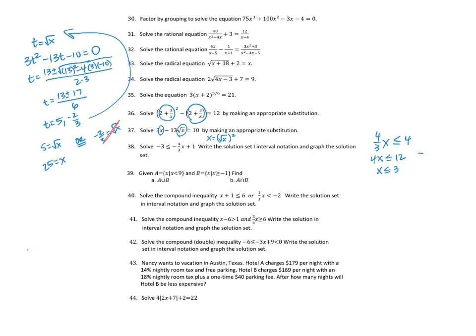And so if I graph that on a number line, I have 3, and I want to say everything less than or equal to 3. So that's this way is what I'm shading.